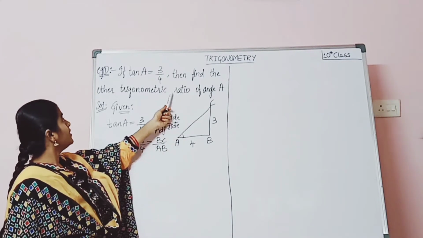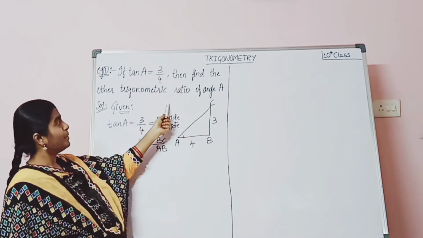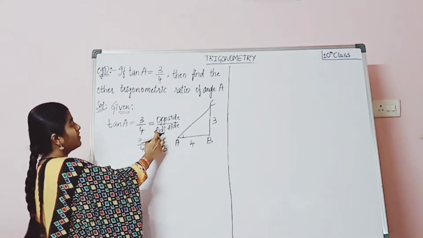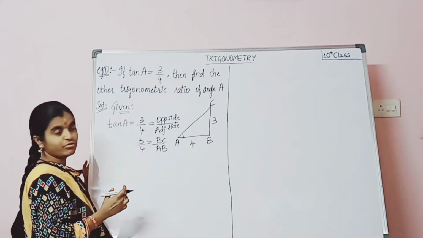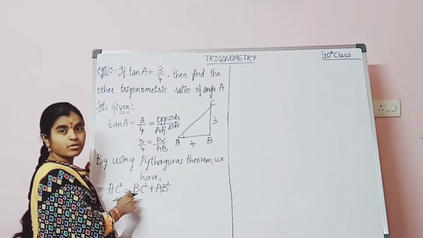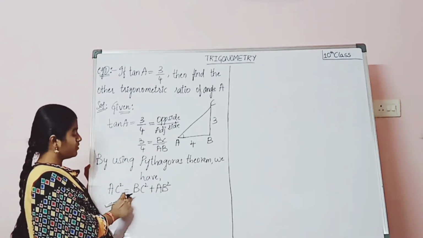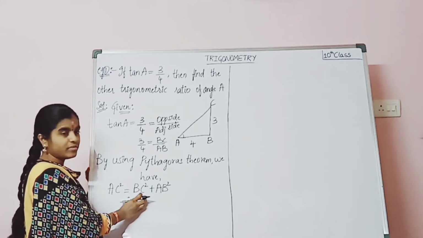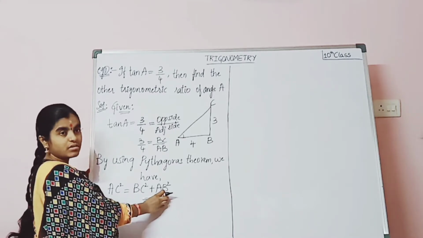What we have to find here? The other trigonometric ratios of angle A. Here opposite side is given, adjacent side is given, but hypotenuse they didn't mention. So by using the Pythagoras theorem. What is the Pythagoras theorem? AC square equals BC square plus AB square. Hypotenuse square equals opposite side square plus adjacent side square.